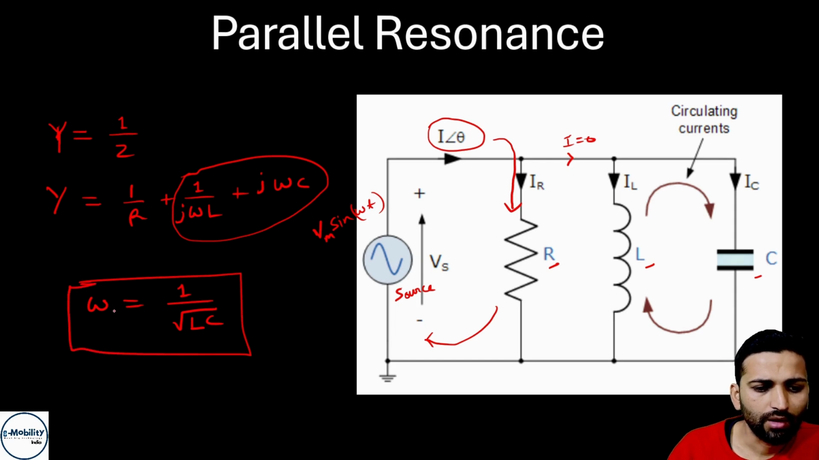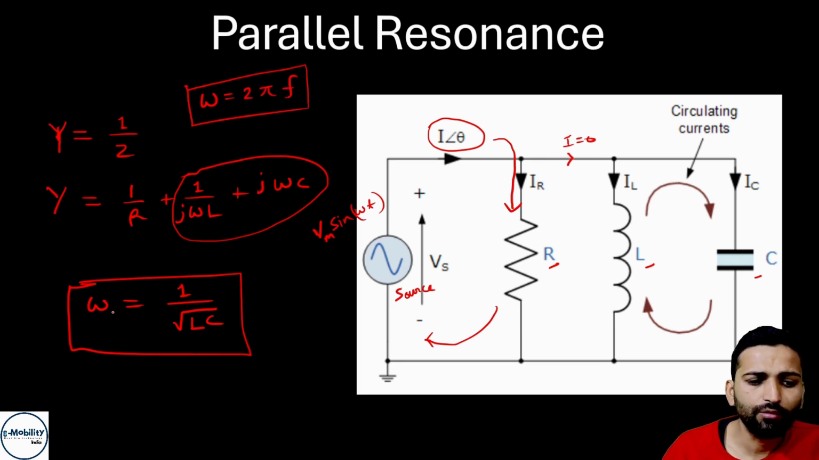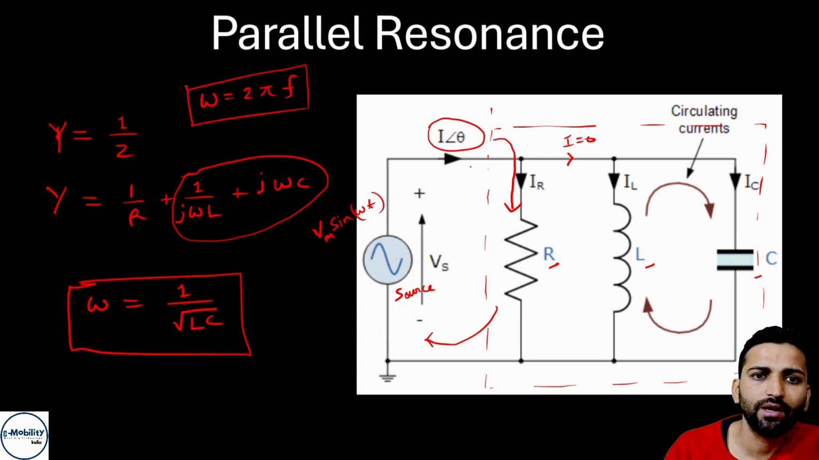So whenever our omega or frequency, where omega is 2 pi into frequency, whenever the frequency in radian per second is equal to 1 upon under root LC, where L is the inductor and C is the capacitor, at that moment what will happen? The inductor and capacitor will be exchanging the current, or there will be a circulating current between inductor and capacitor, and the overall circuit will be behaving as a resistive circuit. This overall circuit will behave as if it is only containing a resistance R. So this is a basic idea behind the parallel resonance circuit.